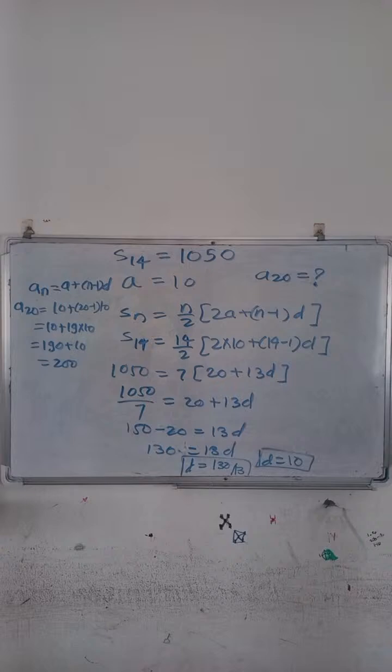Finished, everyone copied? Okay, write down the next question. Find the sum of all odd numbers between 0 to 50.